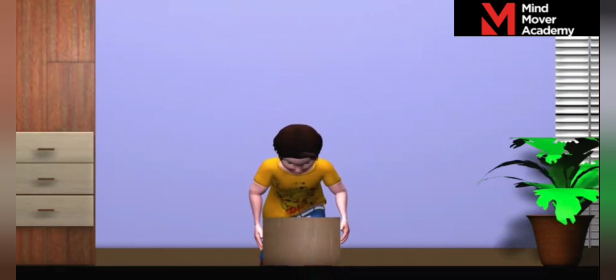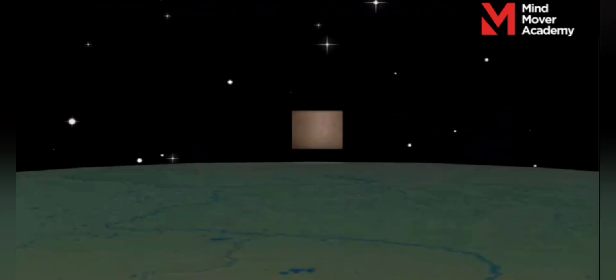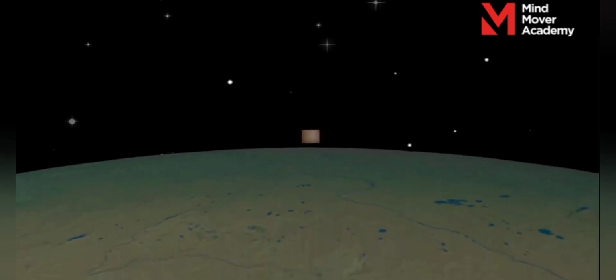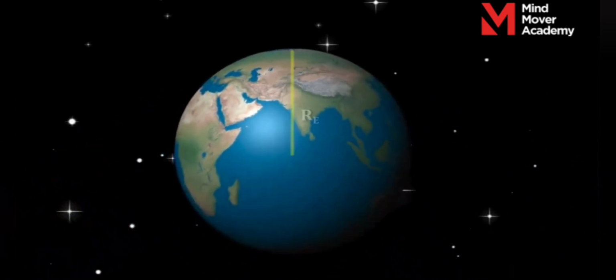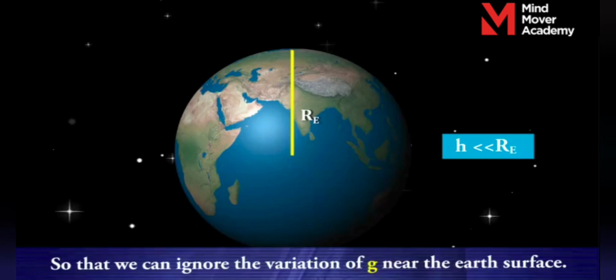A very important point to understand is that the gravitational force on a box of mass m is mg. g may be treated as a constant near the Earth's surface. By near, we imply that the height h of the box above the surface of the Earth is very small compared to the Earth's radius Re, as h is less than Re, so that we can ignore the variation of g near the Earth's surface.